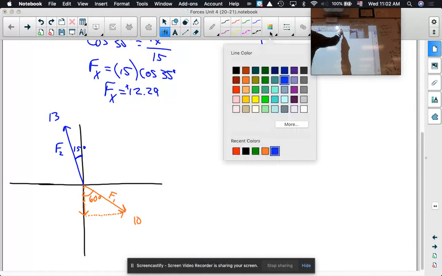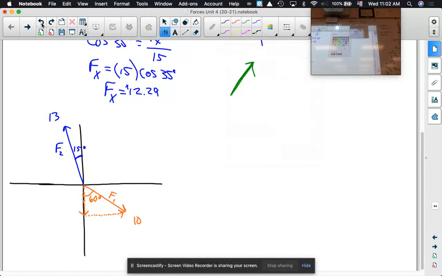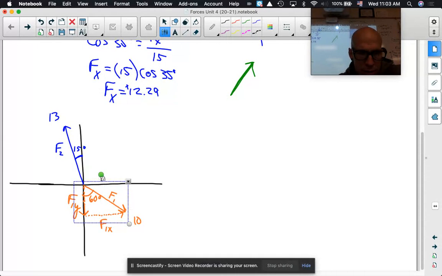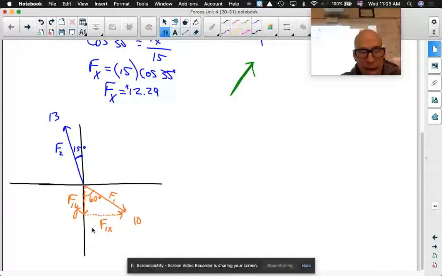Now, if I'm going to name them, then the components need a name as well. And so this would be F1x, and this would be F1y. In other words, there is a portion of F1 that's in the vertical, and there's a portion that's in the horizontal, and I didn't draw that very well. Well, it's good enough. And so we have an F1x and an F1y. There's two parts, okay?